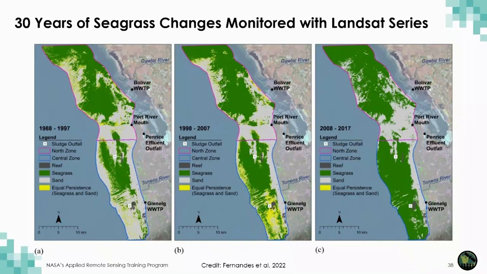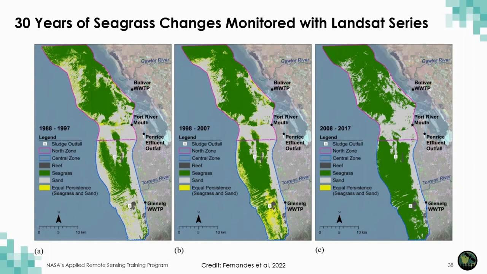Now here's data published earlier this year by Fernandez et al. in the journal The Science of the Total Environment, where they used 30 years' worth of Landsat data on the coast of Adelaide in southern Australia to study seagrass cover responses to changes in land-based inputs. In this case, they used field data to train the benthic classification and to assess the accuracy. In Australia, the main genus is Posidonia.